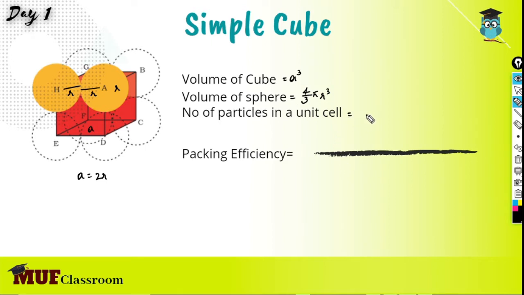In a simple cube, the number of particles is 1. Therefore, the packing efficiency is equal to 1 into 4 by 3 pi R cube divided by A cube. We know that A is equal to 2R, therefore A cube is equal to 8R cube. So 4 by 3 pi R cube divided by 8R cube into 100. Solving this, we get 52.4%.